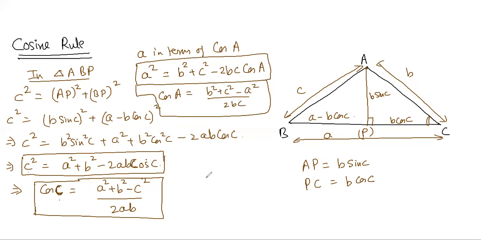Similarly, can you tell me what will cos B be equal to? Cos B will be a square plus c square minus b square divided by 2ac.